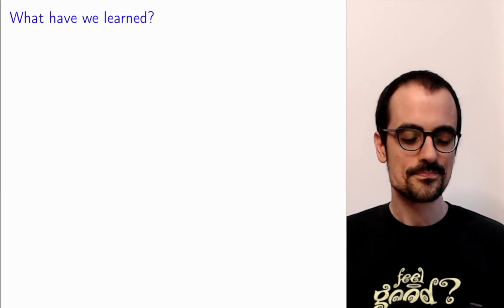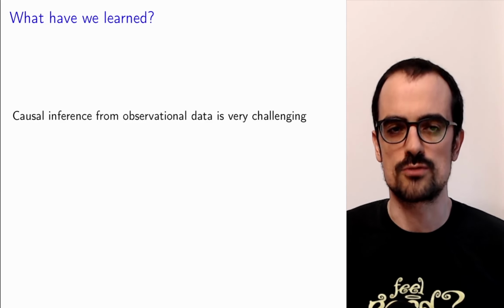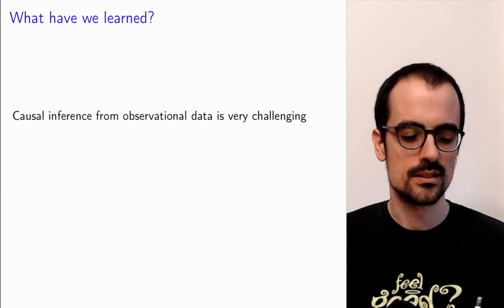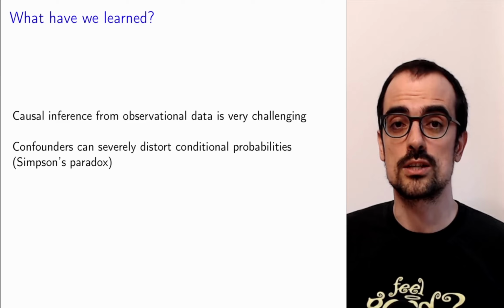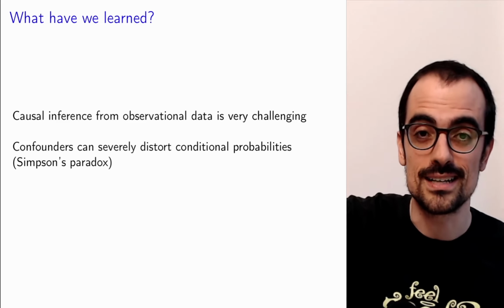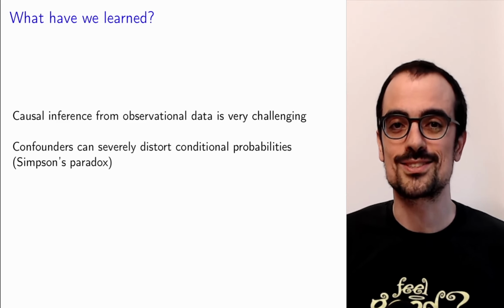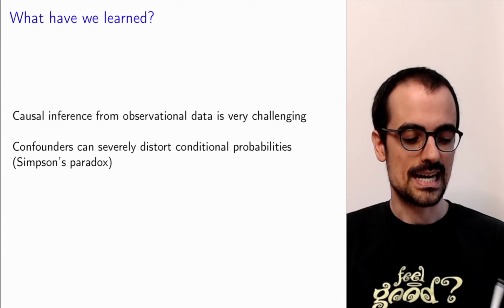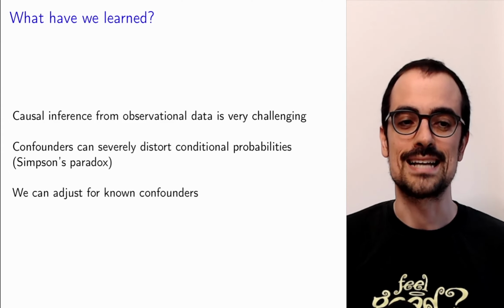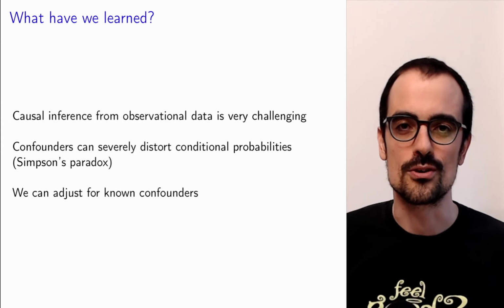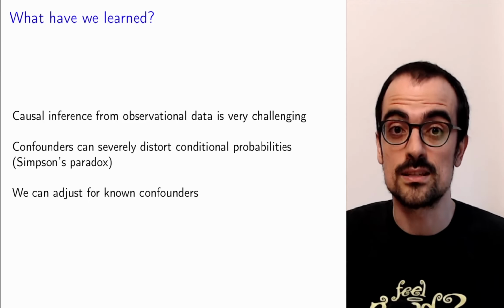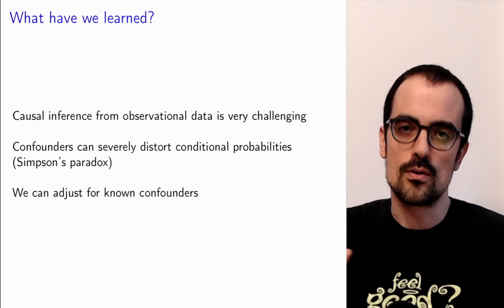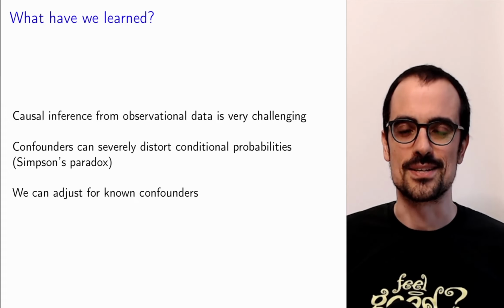All right, so that's all I got. What have we learned? We have learned that causal inference from observational data is very challenging, to the point where the confounders can severely distort the conditional probabilities and show the opposite effect to what is actually true, and that's called Simpson's paradox. And we have also learned how we can adjust for those known confounders in order to actually detect the real causal effect, of course under this conditional independence assumption.